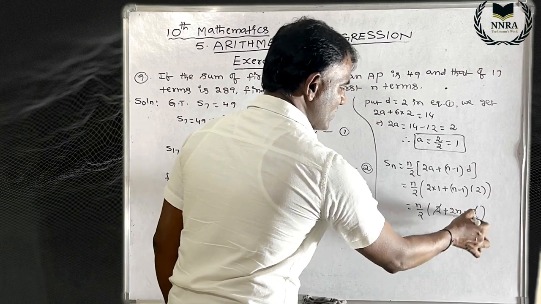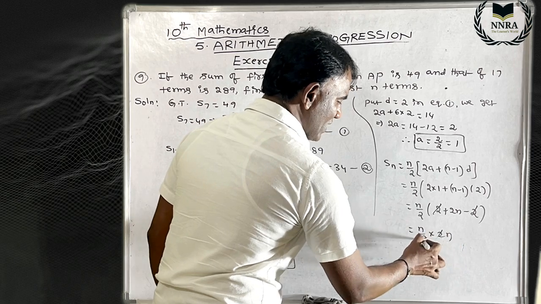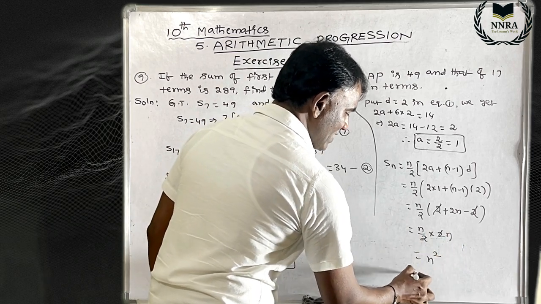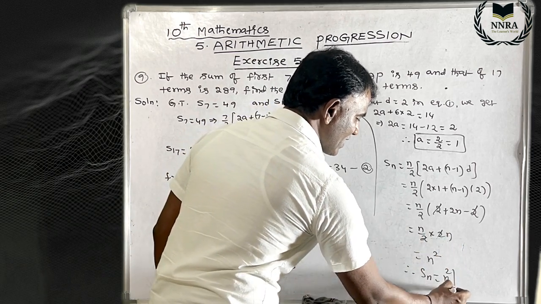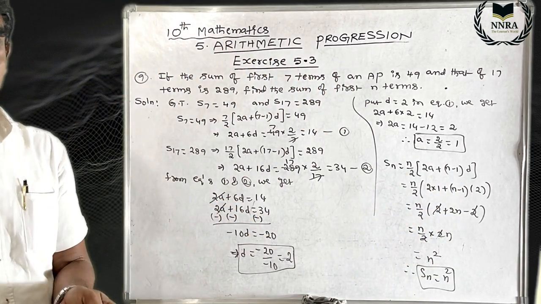Now plus 2 minus 2 gets cancelled. Now what's the remaining? n by 2 into 2n. Again 2 gets cancelled, then n square. Therefore Sn equal to n square is the answer. So that is the sum of first n terms.